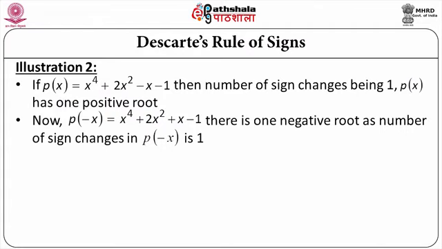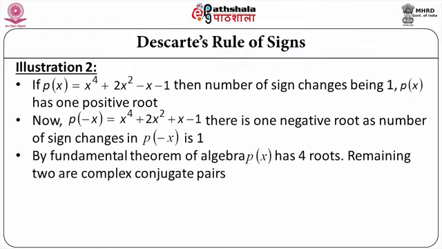So, we have obtained that p(x) has one positive root, one negative root, and by the fundamental theorem of algebra p(x) has 4 roots because it is a polynomial of degree 4. So, the other 2 roots have to be a complex conjugate pair.